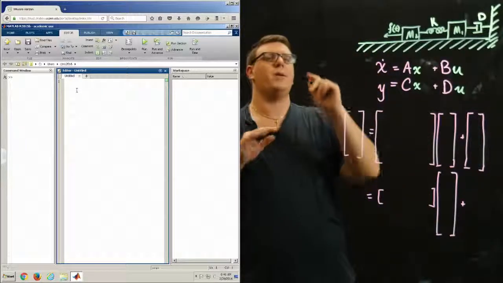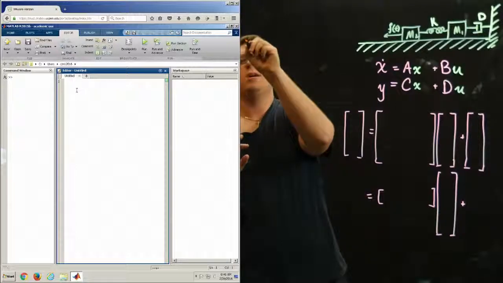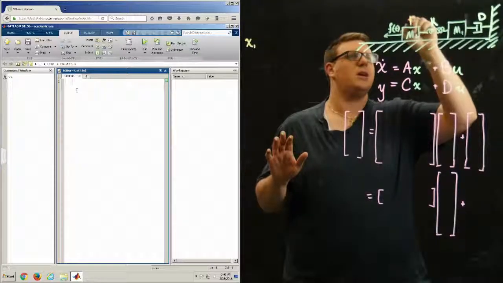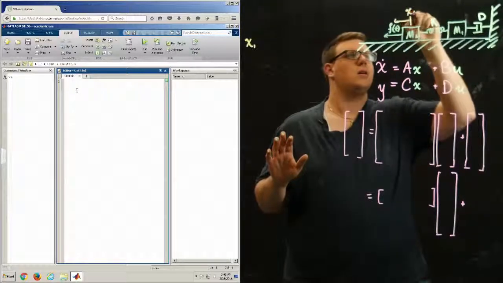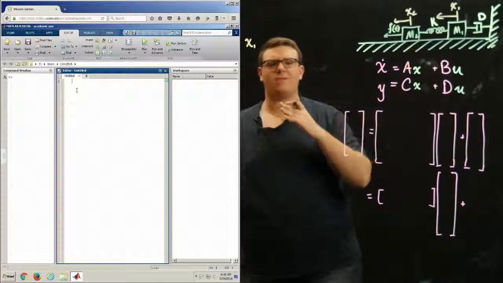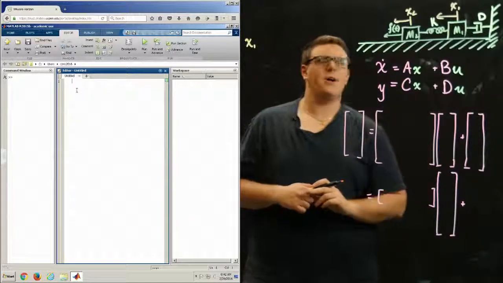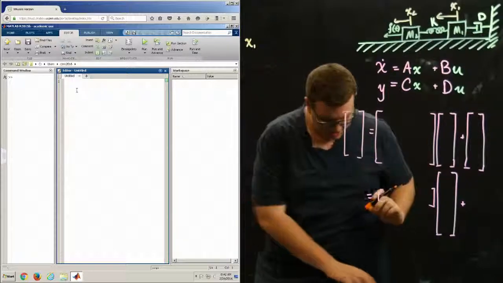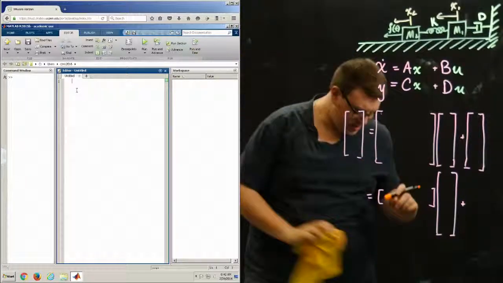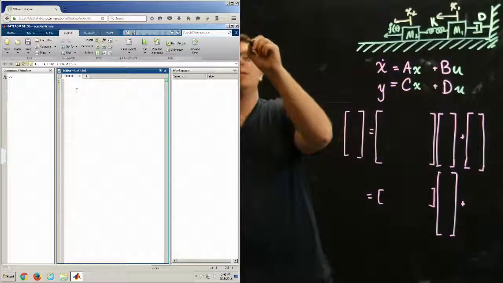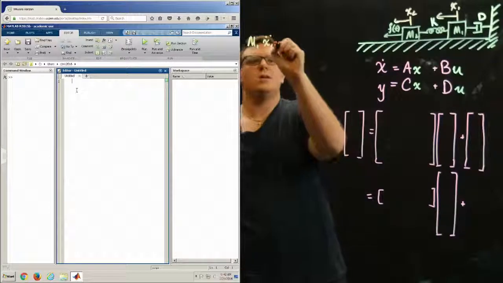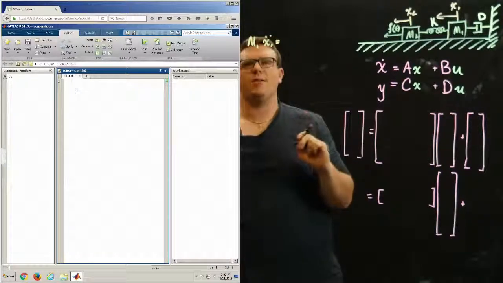So let's do it. We'll say that this block is going to be x2. And this block will be x1. And we'll say that moving to the left will be positive. So we want the sum of the forces equals mass times acceleration. So for us, that means we have to have m1 x1 double dot is equal to, so that's mass times acceleration of block 1.